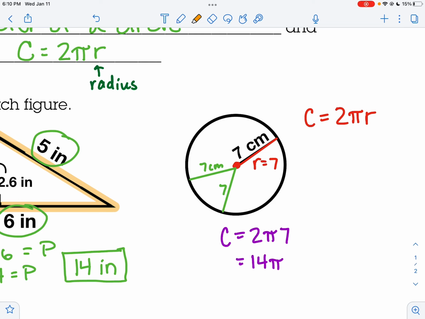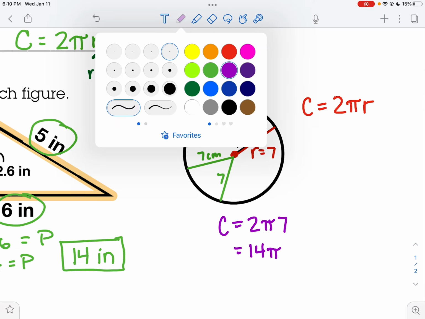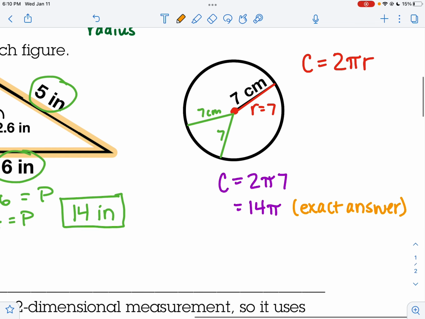Now, we all know pi is an irrational number. Once I get this on my calculator, it's going to be a decimal that keeps going. I'm going to have to round it. So just kind of a side note, this is your exact answer. If we wanted to not have to round anything, we would have to leave it as 14 pi. But we're not going to do that.